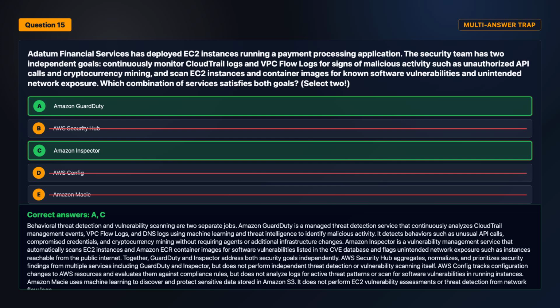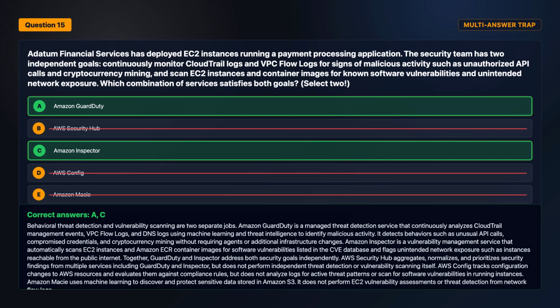Amazon Inspector is a vulnerability management service that automatically scans EC2 instances and Amazon ECR container images for software vulnerabilities listed in the CVE database and flags unintended network exposure, such as instances reachable from the public internet. Together, GuardDuty and Inspector address both security goals independently. AWS Security Hub aggregates, normalizes, and prioritizes security findings from multiple services including GuardDuty and Inspector, but does not perform independent threat detection or vulnerability scanning itself.